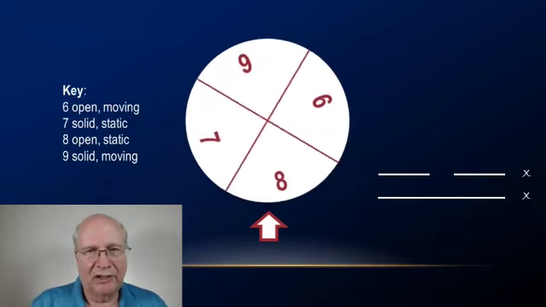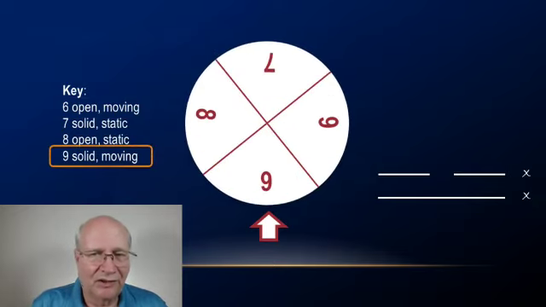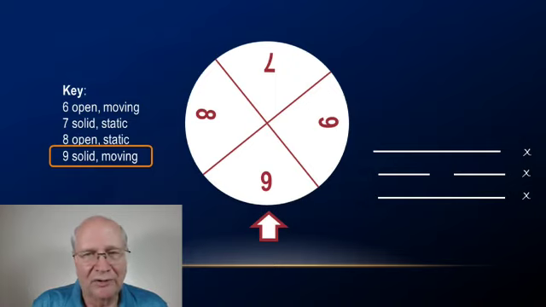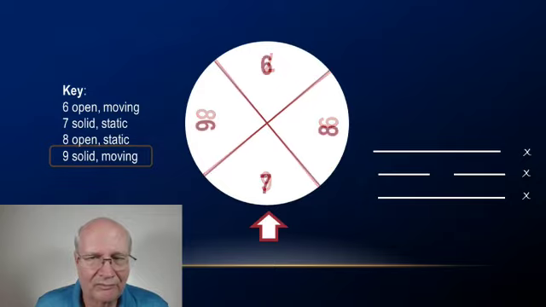We spin the wheel again, and it stops eventually on a 9, and that's the third line in our hexagram. So a 9, what is a 9? A 9 is odd, right? Odd numbers are solid, and it's an extreme number, so it's moving. So we put down a solid line with a little x at the end indicating that it's moving.